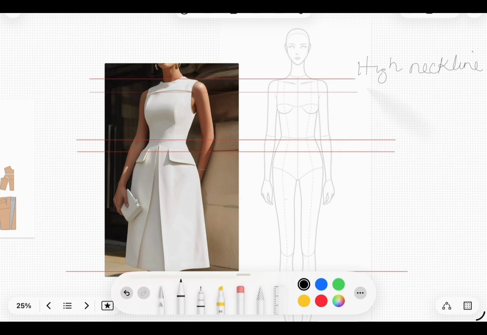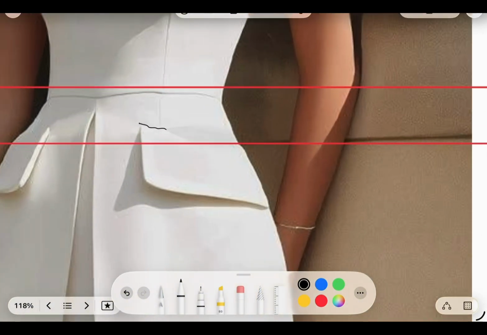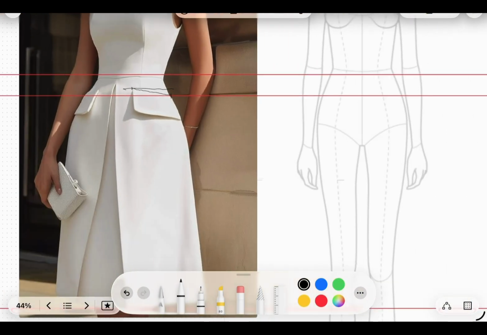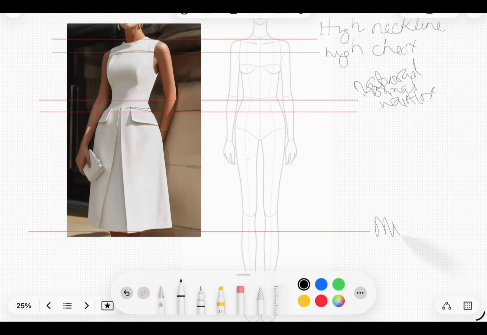So we have this, let's say, high chest around that, and this waistline is just the normal waistline, or let me say natural waistline, right? And then the flap is actually bent, so it goes like this. So you need two lines to show that. So it is higher here and lower here, right? And then the length, mid length. So with that, we can get started with the draft.